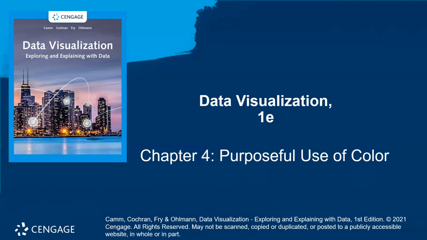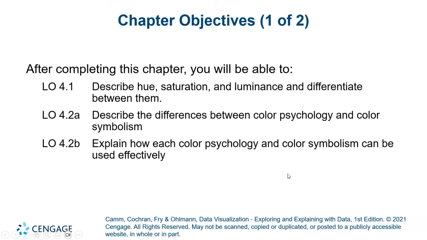Dear students, today we will talk about chapter number 4, which is about the purposeful use of colors. In this chapter, we will discuss hue, saturation, and luminance of colors and the differentiation between them. Then we will talk about color psychology and color symbolism, that is, what different colors mean. The third important thing is color psychology and its effectiveness, how it is effective in different contexts.